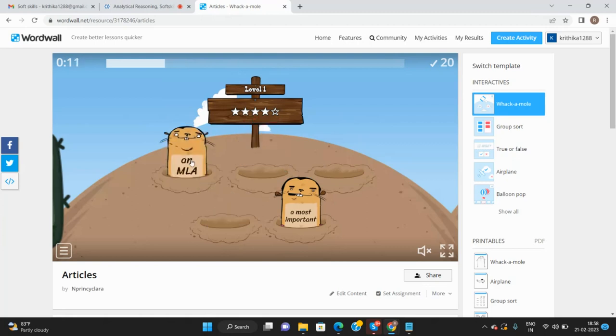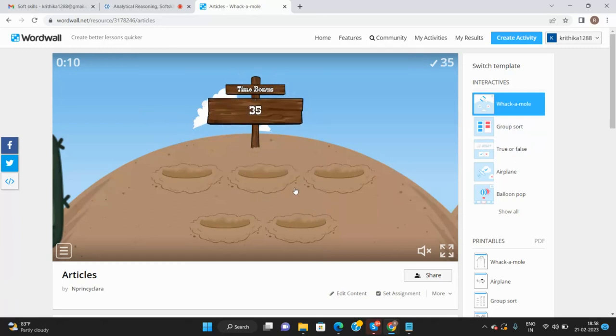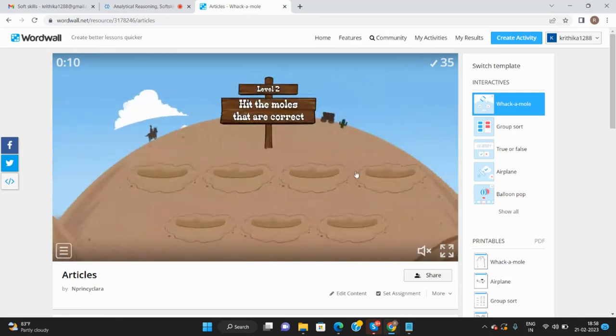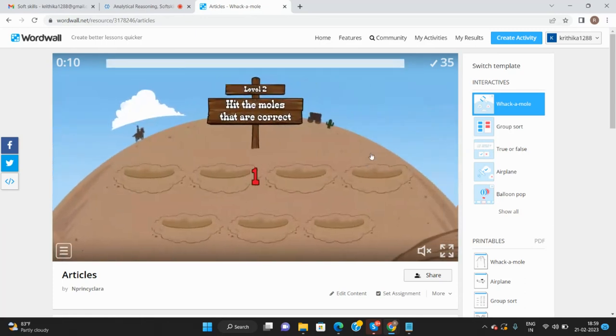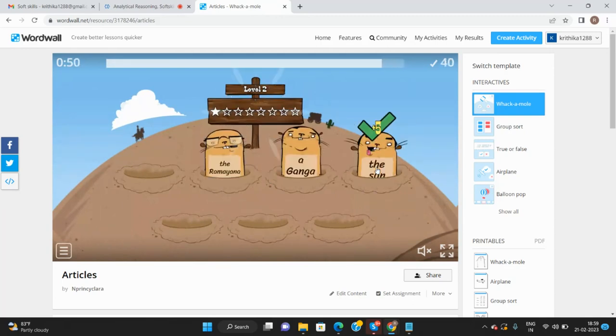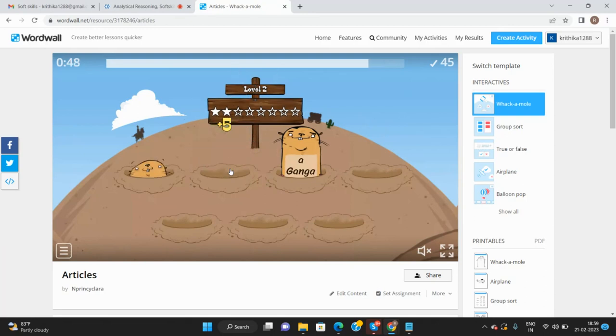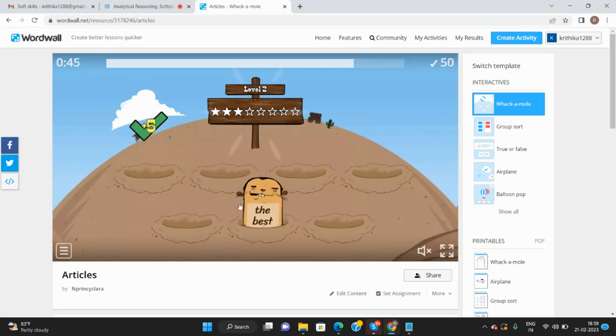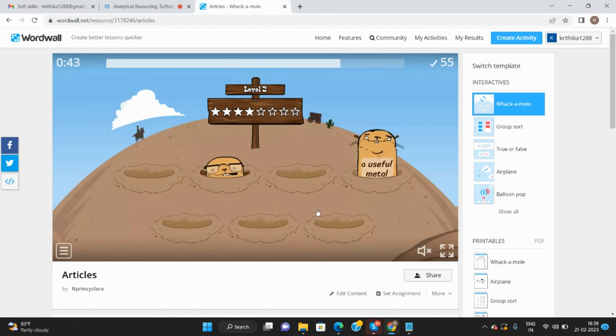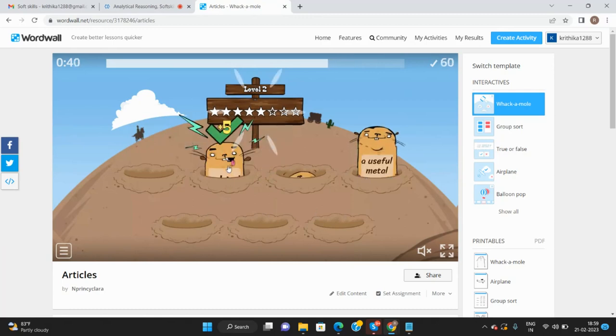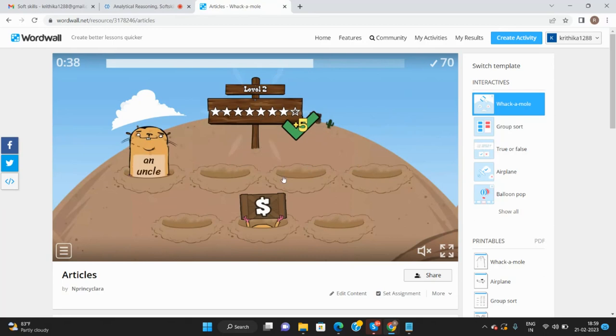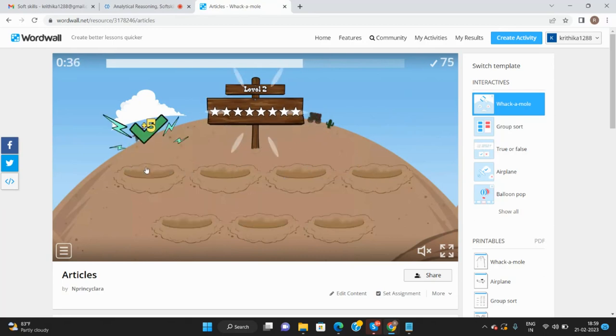An MLA. Okay. Level 2. An honorable man. The best. A useful metal. A 1 rupee note. An uncle, the best, an aunt. The level is done.